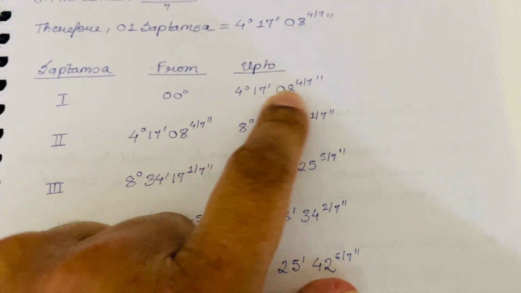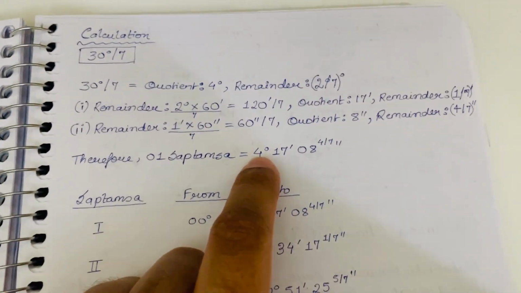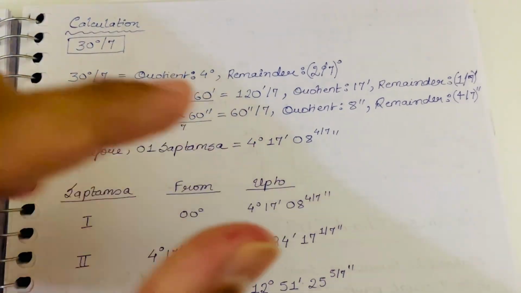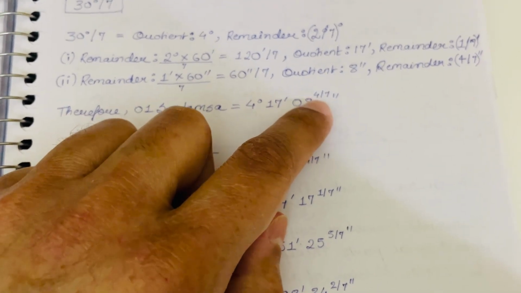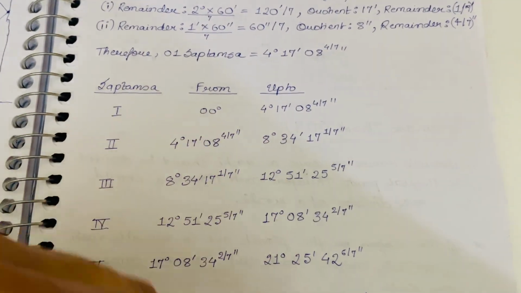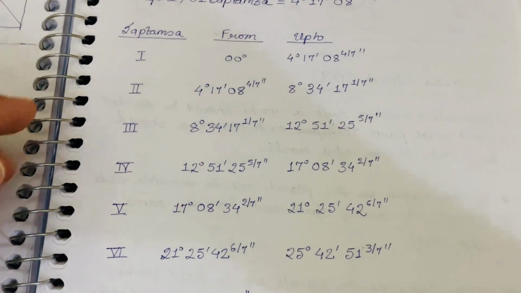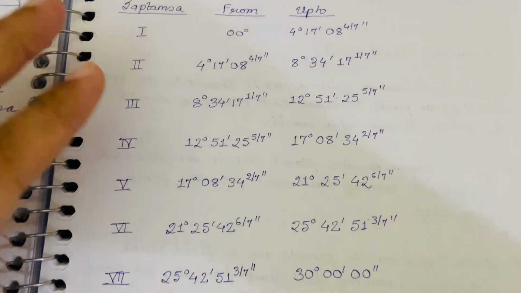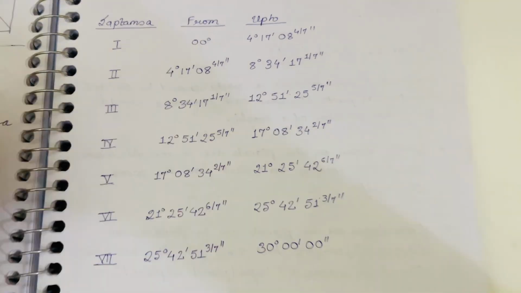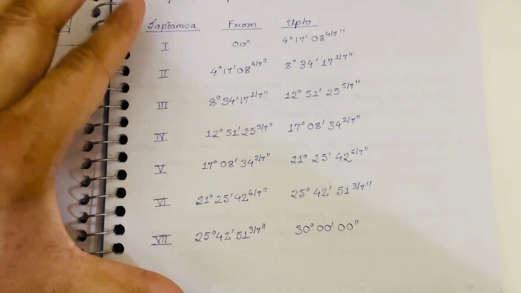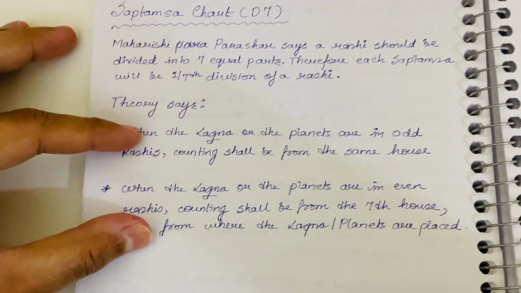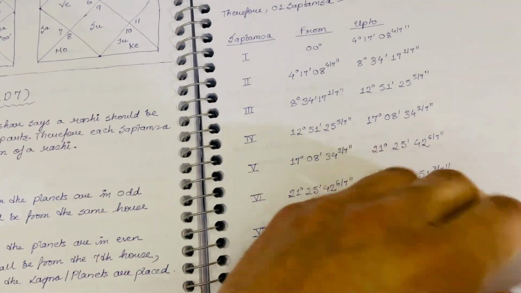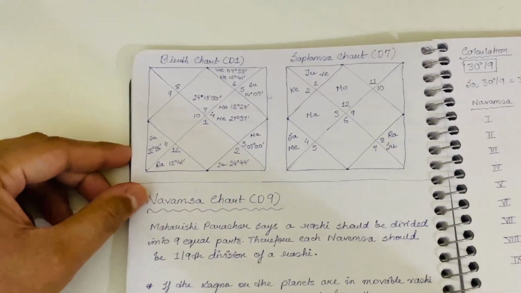because this is the value that you get when you divide 30 degrees by 7. This is what I have actually found. The range of one Saptamsha is 4 degrees 17 minutes 0.84 by 7 seconds. So with this simple mathematical calculation, you get the 7 Saptamshas, the starting point and the ending point. This particular table you have to keep in mind, because based on this table and these two theories, we will be creating our Saptamsha chart.